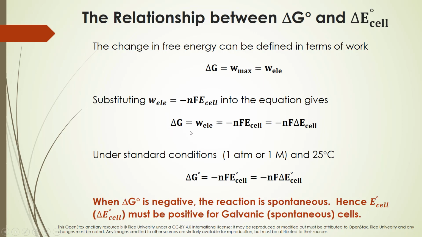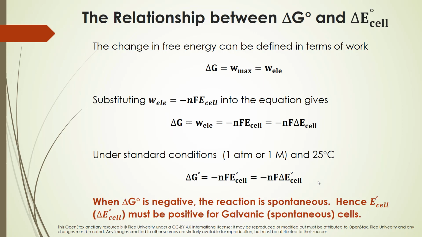Now this does not necessarily have to be at standard conditions. Notice we don't have the naught here, but we're going to define it under standard conditions. Now we have the naught on each of these, and that means our concentration is going to be 1 molar. If we have a gas involved in the reaction, then the pressure will be 1 atmosphere, and as I mentioned, usually 25 degrees C. And also remember that delta E cell and just E cell, depending on the textbook you're using, you'll see either one of those, but in this case they just mean the same thing.